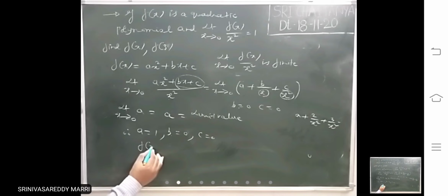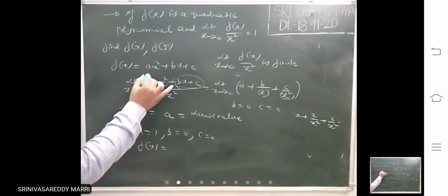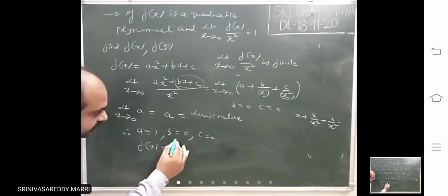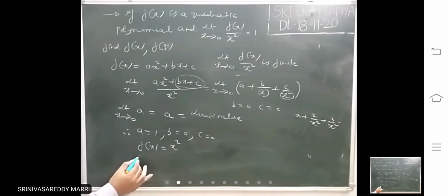What is f of x then? This is nothing but x square. So therefore, what is f of 3? It is nothing but 9. This is the one. Like that, when a polynomial is divided by x power n, the limit is given as finite. Let us look at these models.